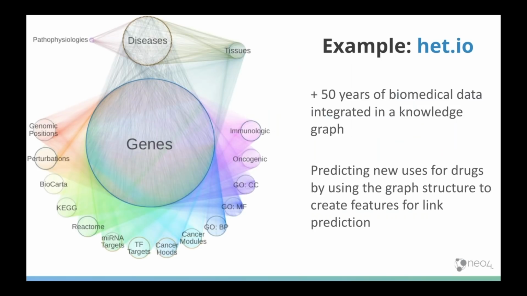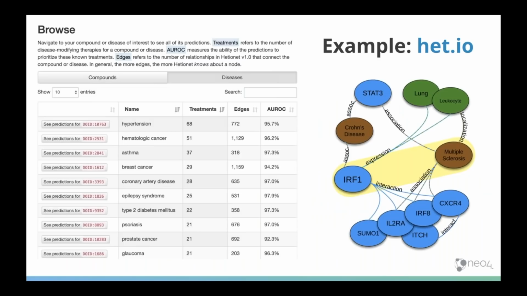I've got an example here that's quite fascinating, using drugs, genes and diseases. This example is from het.io. They have an impressive decades of biomedical information integrated into a knowledge graph. What they are trying to do is predict new uses for drugs, or rather drug repurposing, using the graph structure and then doing some link prediction. They have a really great browser. You can actually go to het.io and play with this.